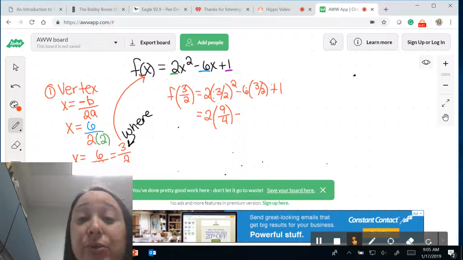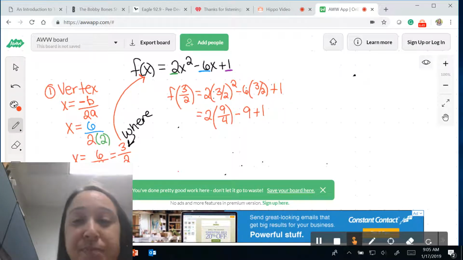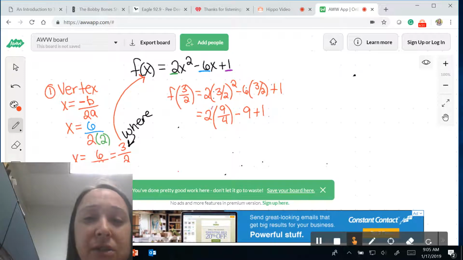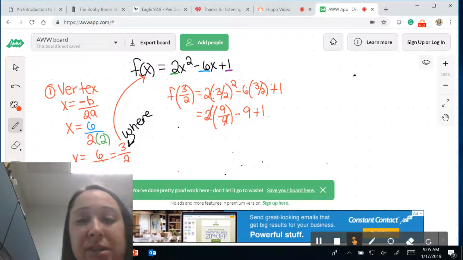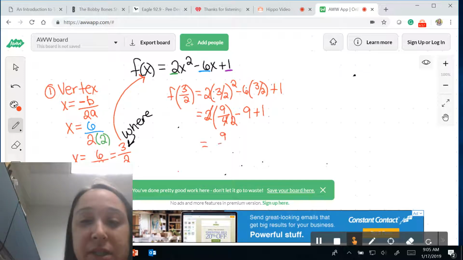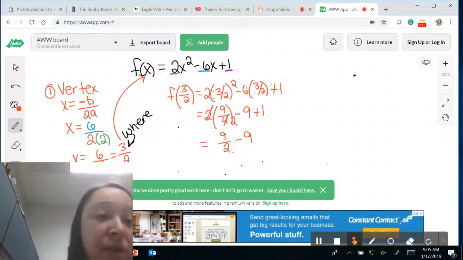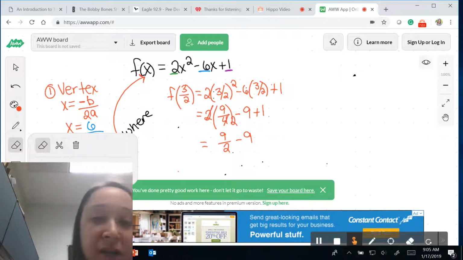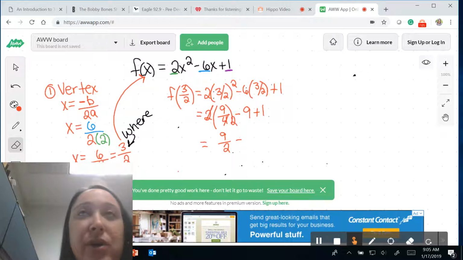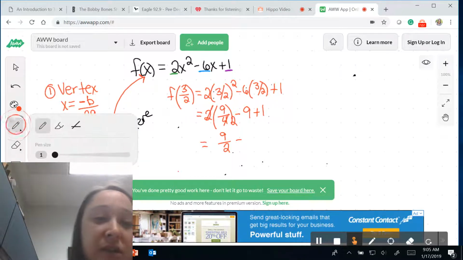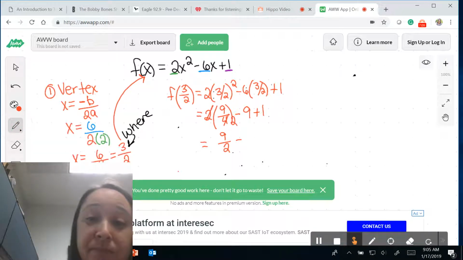So what I would do is take that 6 and divide it by 2, which gives me 3. Then 3 times 3 gives me 9. So it's going to be minus 9 plus 1. Now this 2 and this 4 simplify one another, and it leaves me with the 2 in the bottom. So what I end up with is 9/2 minus 9 plus 1. And I could actually simplify that: negative 9 plus 1 gives me -8.